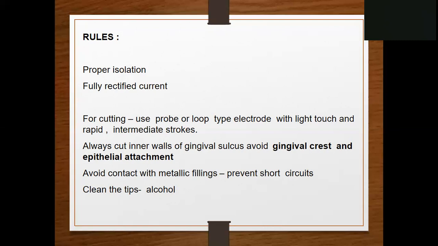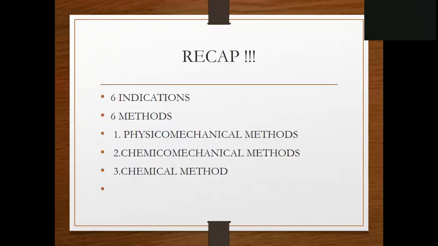I repeat, the electrode that we use for removal of the tissue is not kept in contact with the tissue for a long while, because it causes necrosis of the tissue, and hence we use only light touch and rapid intermittent strokes. Always cut the inner wall of the gingival sulcus to avoid the gingival crust and epithelial detachment. Avoid contact with metal fillings to prevent short circuits, and the probe tip or loop tip has to be cleaned in between using alcohol.